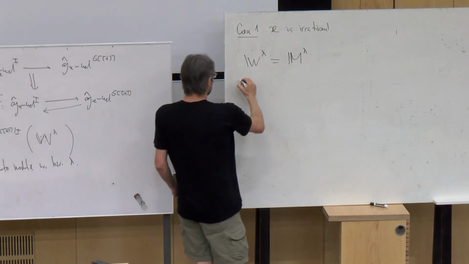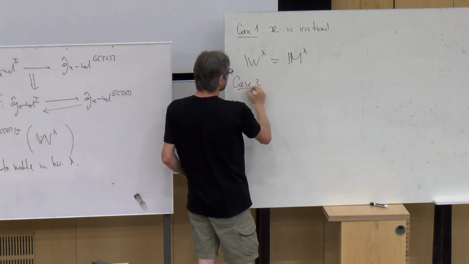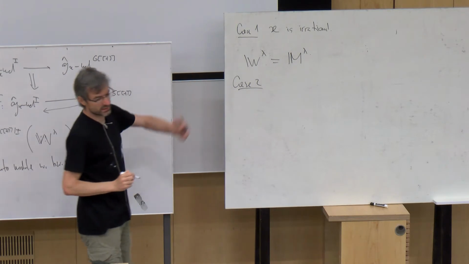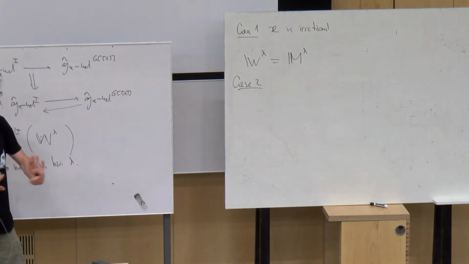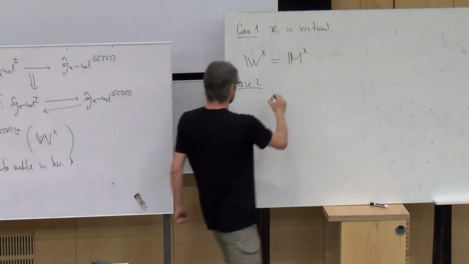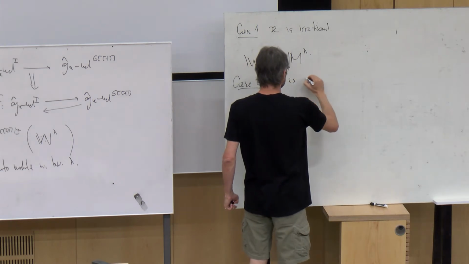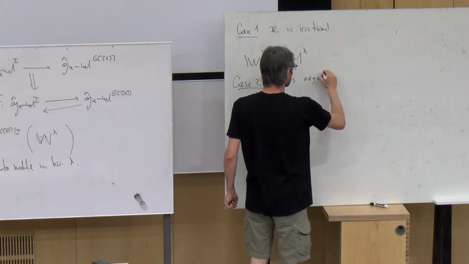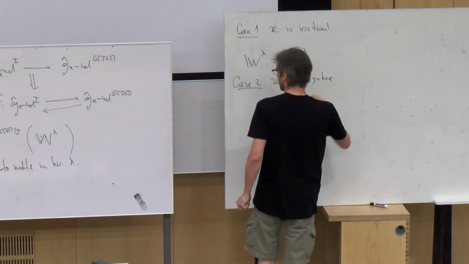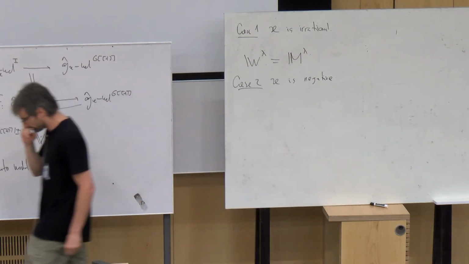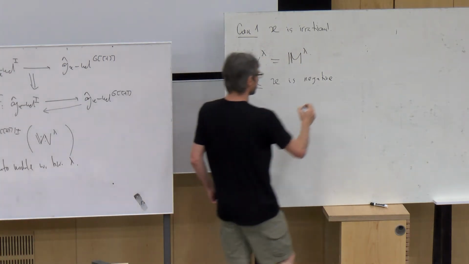But now let's consider the case when, and by the way, they behave drastically differently at positive and negative level. So now let's assume that kappa is negative, is our running assumption. And I'll tell you what they are. So let's say negative rational.